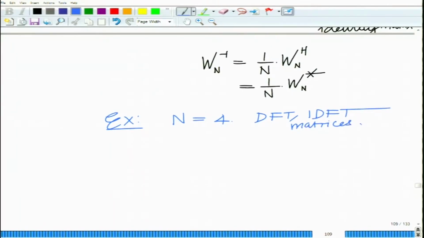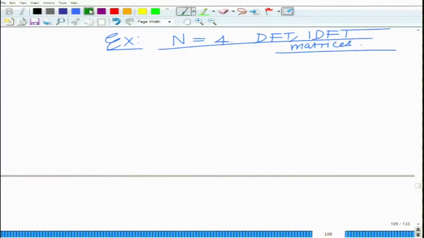To get a better idea, we want to do a simple example where we write the DFT and IDFT matrices for n equal to 4, that is, the length of the sequence n equal to 4. Realize that when n equal to 4, we have W4, which is equal to e raised to minus j 2 pi over n, that is, e raised to minus j 2 pi over 4, that is e raised to minus j pi over 2, that is minus j.